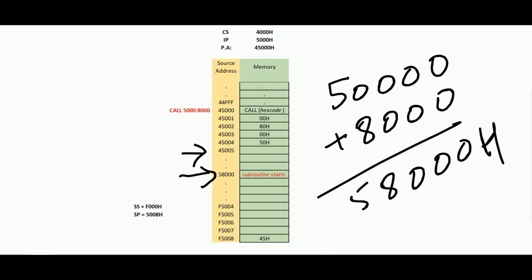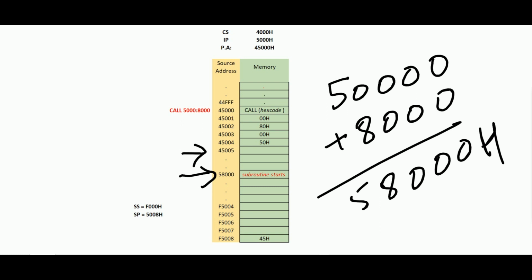Now if you see the previous case, the near call, the code segment value was the same and only the instruction pointer value was different. That is why only the instruction pointer value was saved onto the stack. But in the case of far call, both the code segment and the instruction pointer value have changed, because the new instruction pointer value is 8000 and the new code segment value is 5000.